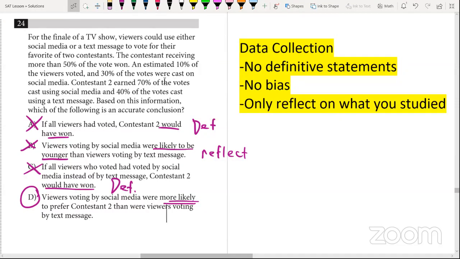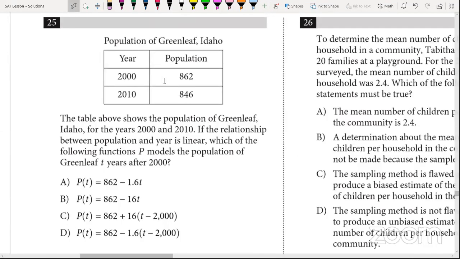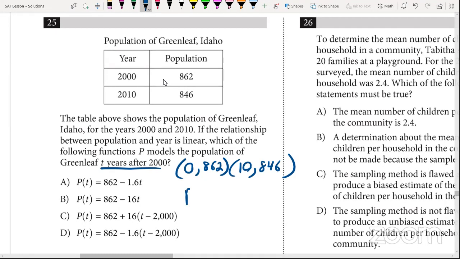So let's go to number 25 now. The wording of the X value here, the T value, is the years after 2000 on number 25. So although we would like to make our X values 2000 and 2010, that would be wrong according to the way they're doing it. The X values are 0 and 10. So they're not the years, they're the number of years after 2000. So in year 0, or the year 2000, population was 862. And in year 10, 2010, it was 846. Here we can get the slope.